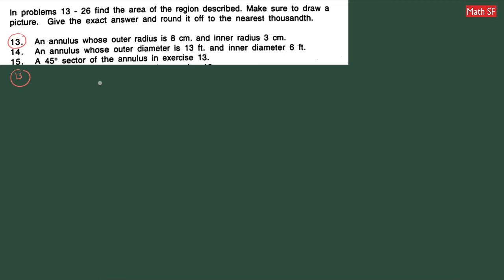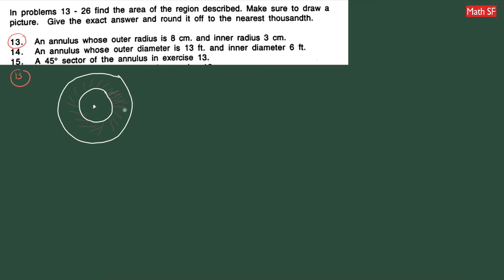Well, the annulus is pretty much, let's see the figure. It's a bigger radius circle here, and then we have a small circle here. They both have the same center. So the area of that is pretty much this part here. Let me shade it this way. It's pretty much this part here, kind of like a donut.